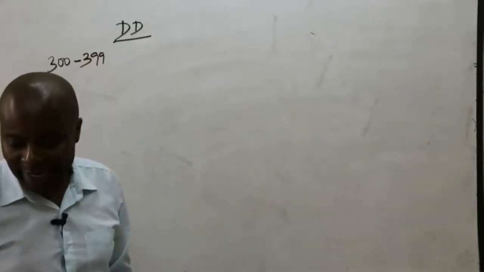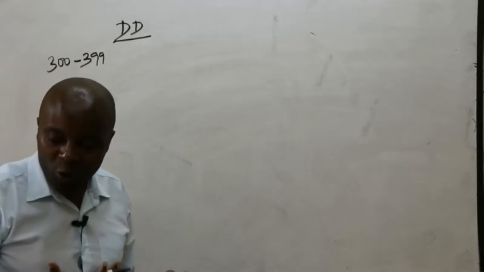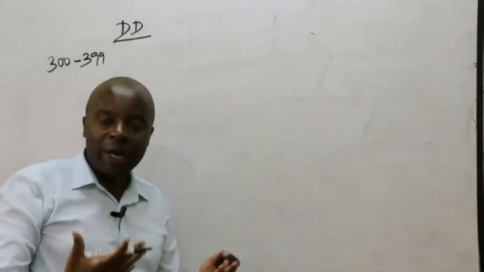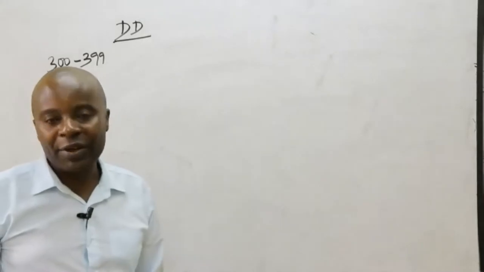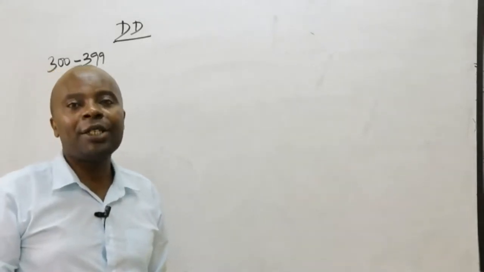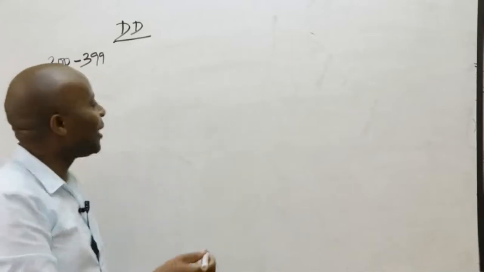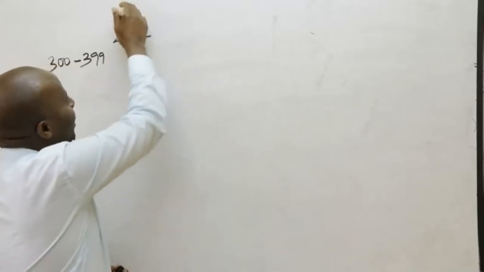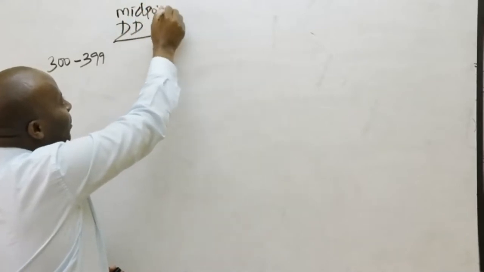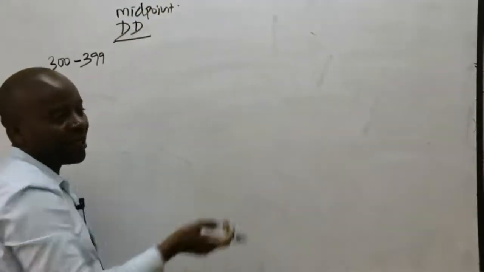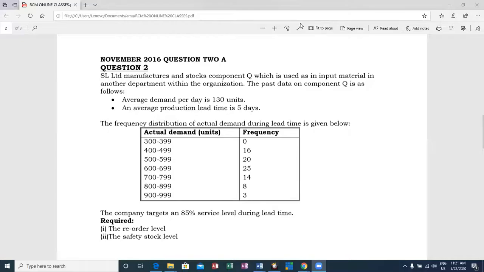We don't prefer doing analysis whenever we are given demand in the form of a range. So if you're given demand in the form of a range, simply give us the midpoint. DD stands for demand. So the midpoint: you take 300 plus 399, and whatever we get, we divide by 2. Who is able to give us an answer there very fast?